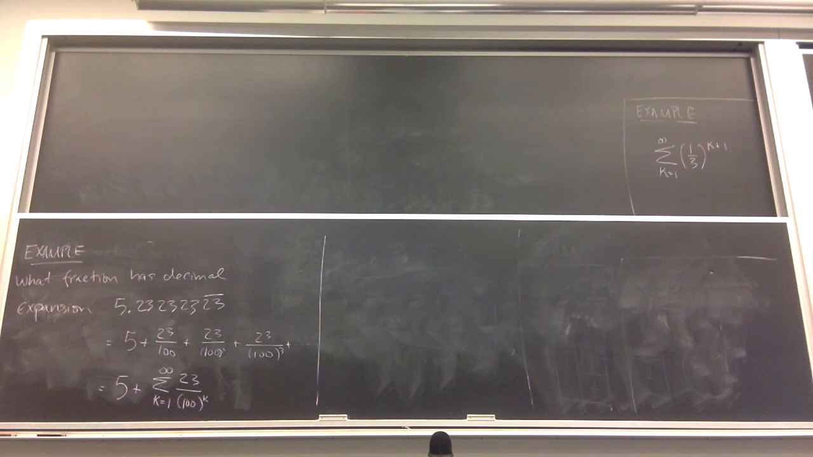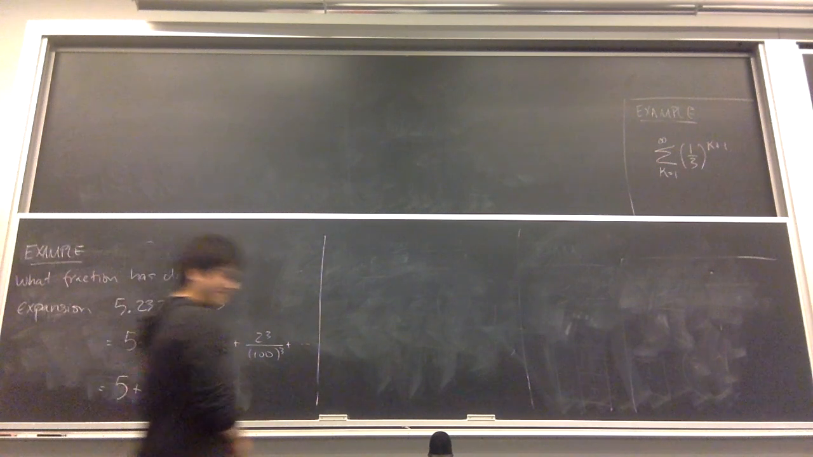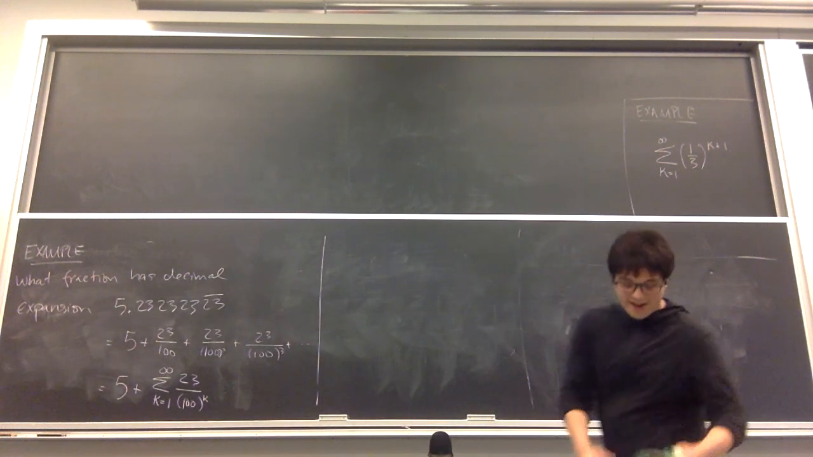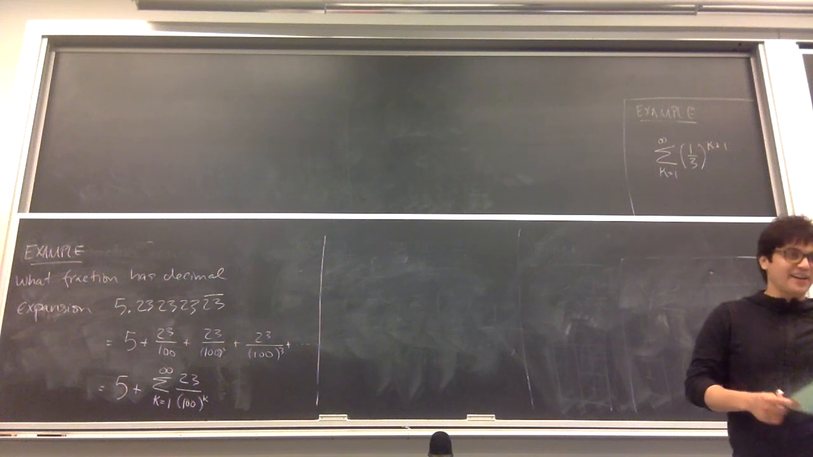Who has an answer? Yes, miss. We got 518 over 99. That's 518, but that's what both of you. I thought you were in a contest to see who was right. Oh, no. Teamwork. I have 518 over 99.